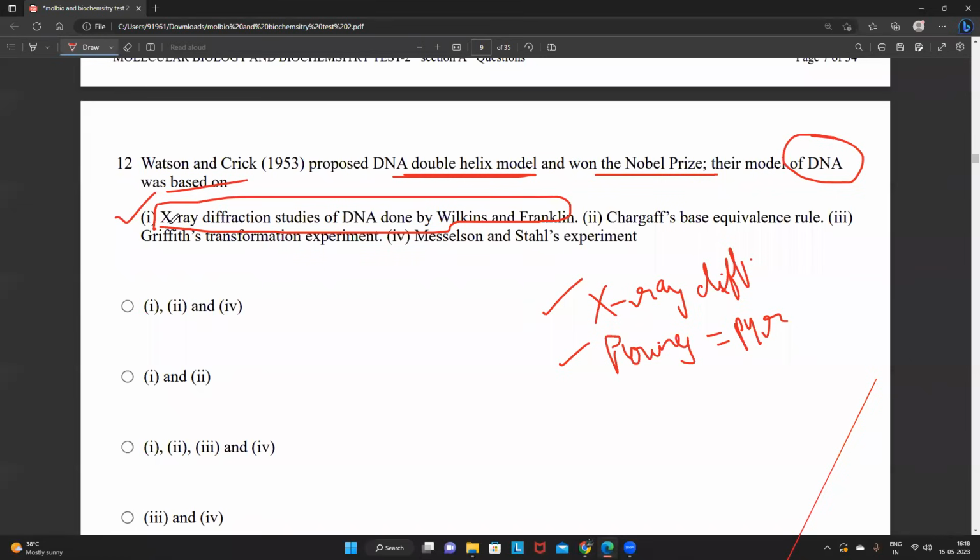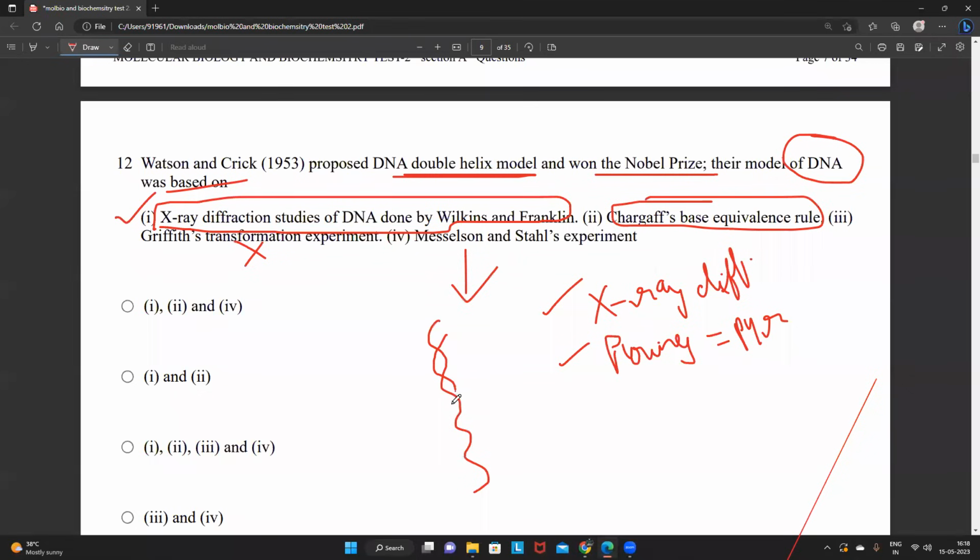This is very important to understand the DNA structure, and Chargaff's rule. These two are major. And anyway, you can eliminate the Griffith transformation. Some people have chosen Meselson and Stahl also. How is that possible? What is the function of Meselson and Stahl? To prove what? We studied, right?